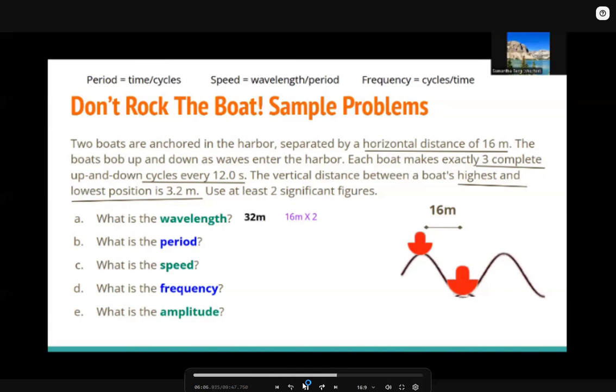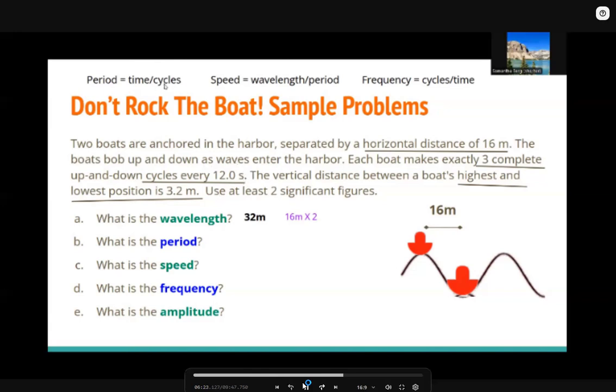Congratulations. The next part is we're going to be calculating period. Now, if we look at our equation at the top of the screen, period is time divided by cycles. So time divided by cycles. So I'm going to look in my equation and find where the time is. And it says right here, we've got 12 seconds is our time. I know it's time because it's measured in seconds.